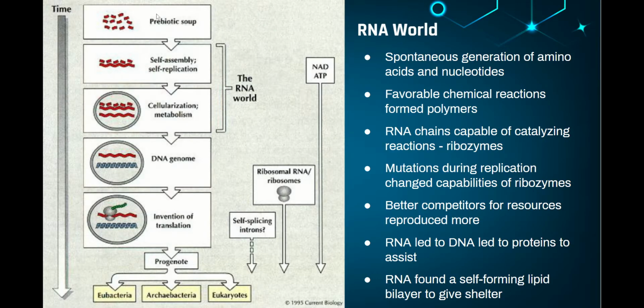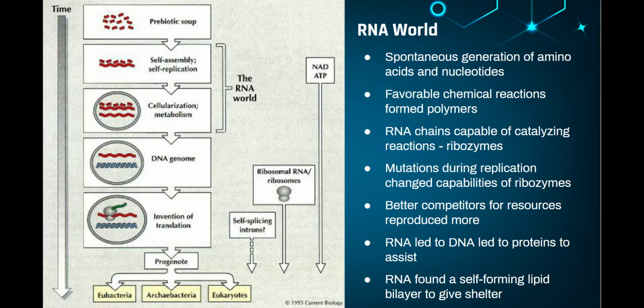So we're starting with Miller and Urey's prebiotic soup, that primordial soup filled with these macromolecules. And as energy is applied, they start to combine into polymers. So we have the spontaneous generation of amino acids and nucleotides. Then favorable chemical reactions make them form long chains of RNA or similar structures. And these RNA chains are capable of self-replication.